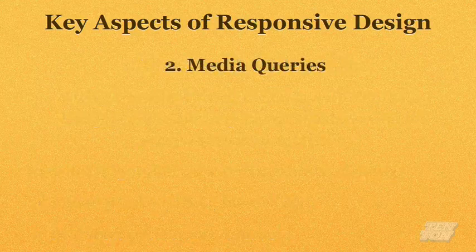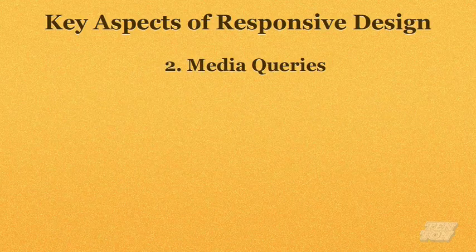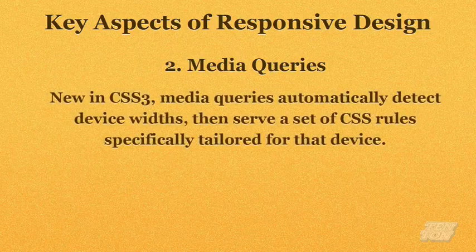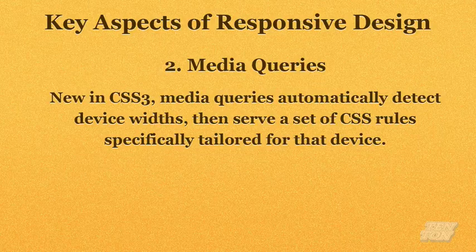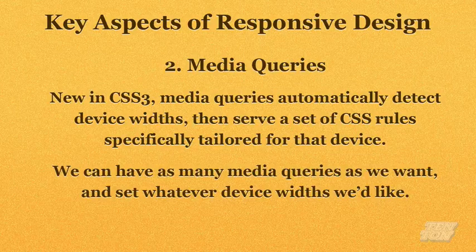The second key aspect, media queries, something called media queries. You've probably heard of them. They're new in CSS3, and they automatically detect device widths and then serve a set of CSS rules specifically tailored for that device. Pretty awesome stuff. Now, it gets even more powerful. We can have as many media queries as we want, and we can set whatever device widths we want for our media queries. And of course, we're going to get into all of this stuff in short order. Okay, so media queries, the second key aspect of responsive design.